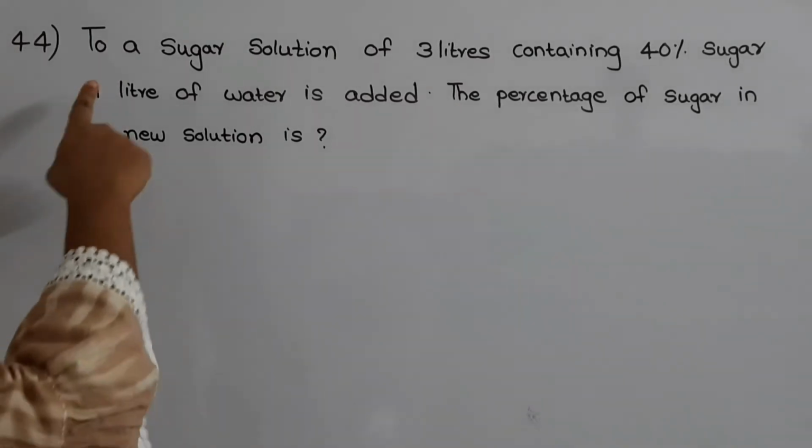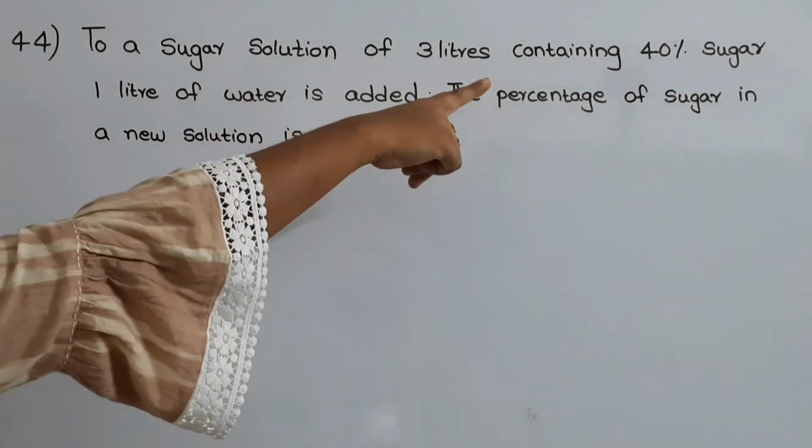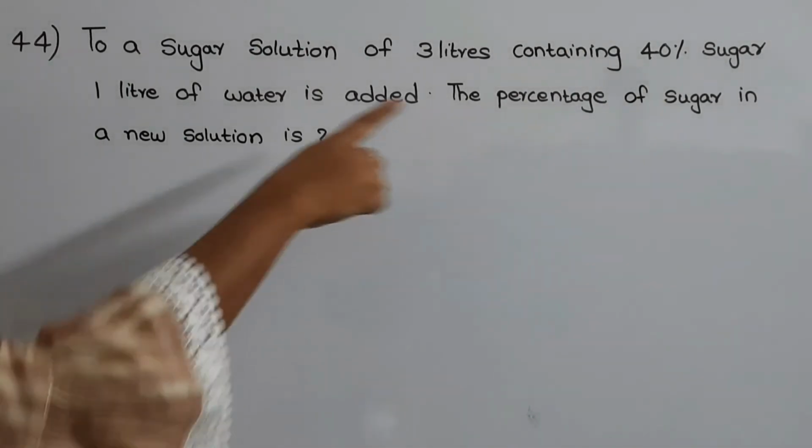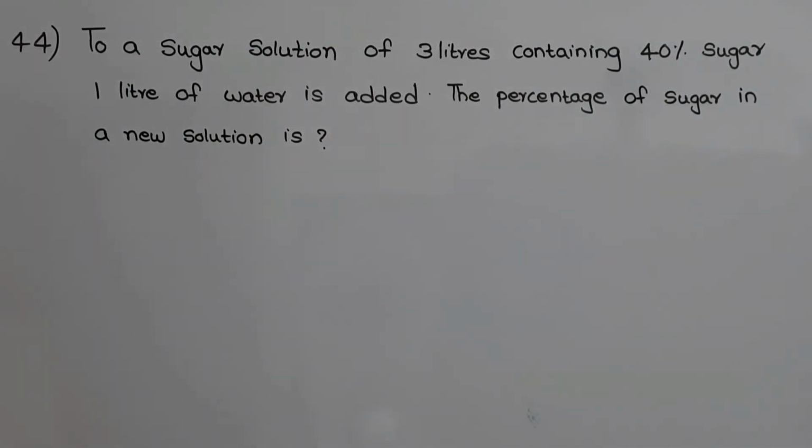The next question is, to a sugar solution of 3 liters containing 40% sugar, 1 liter of water is added. The percentage of sugar in the new solution is. In this question they are telling that in 3 liters of sugar solution, the percentage of sugar is 40. To this they have added 1 liter of water. So we need to find out the percentage of sugar in the new solution. Let us see how to solve this.